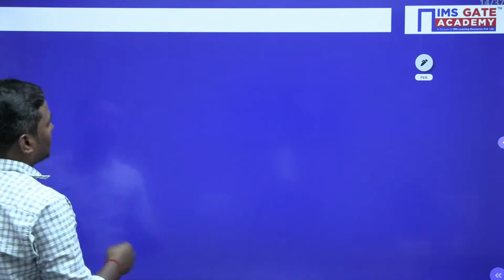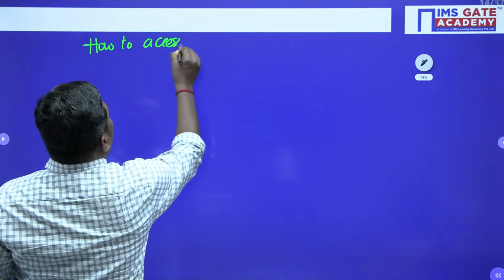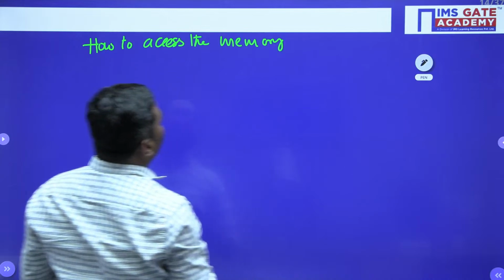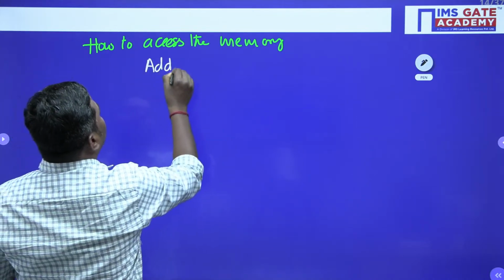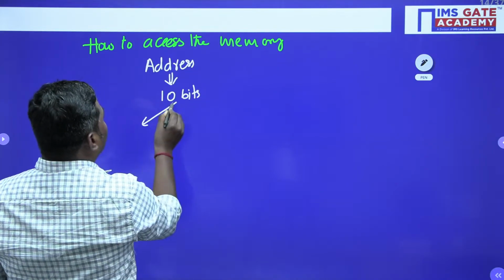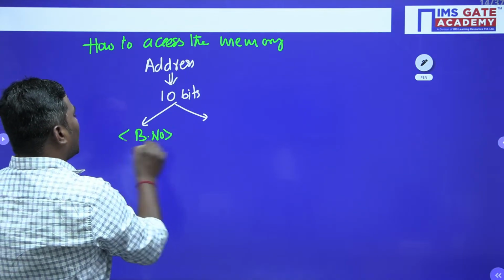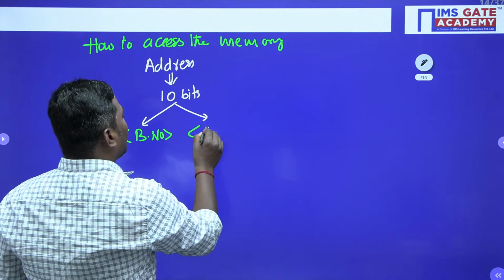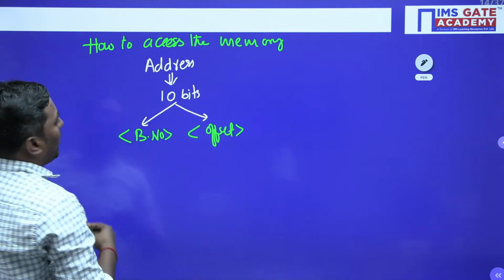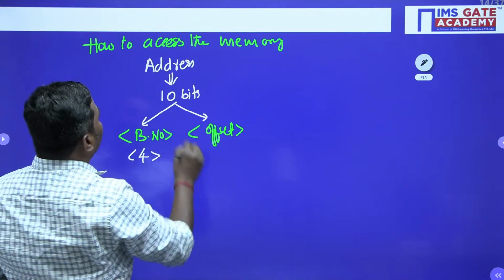Now, if I want to access an address, how do I access the memory if it is block wise? The address bits are 10 bits, right? These need to be split into two parts. The leftmost bits give the block number, and the next part gives the word number or byte number, which you can simply call the offset. How many blocks are there? 16, which means 4 bits are required for the block number. The remaining 6 bits are for the offset.